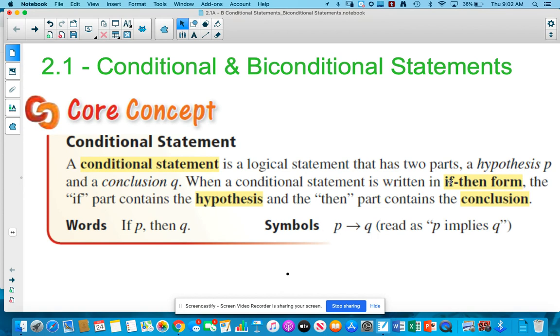The if part contains the hypothesis, and the then part contains the conclusion, okay? So if P, then Q. And we use it with the symbols P, arrow, Q. Read as P implies Q.